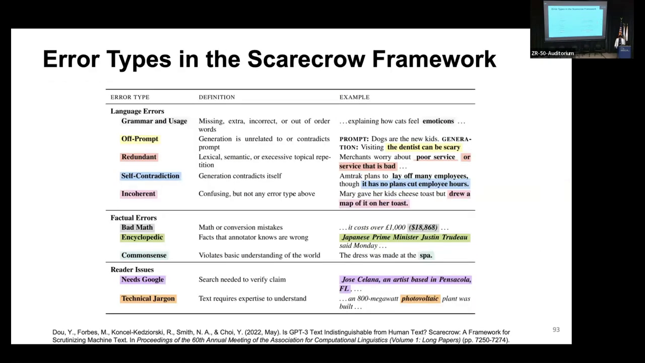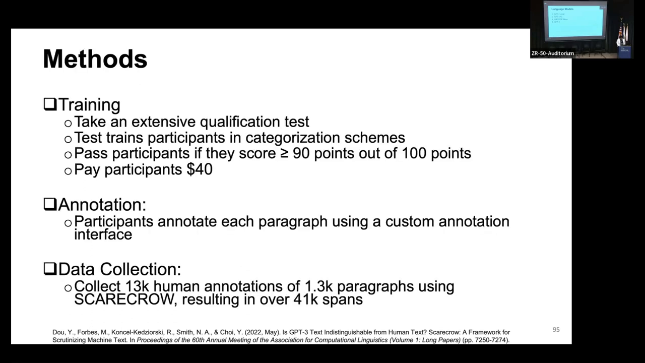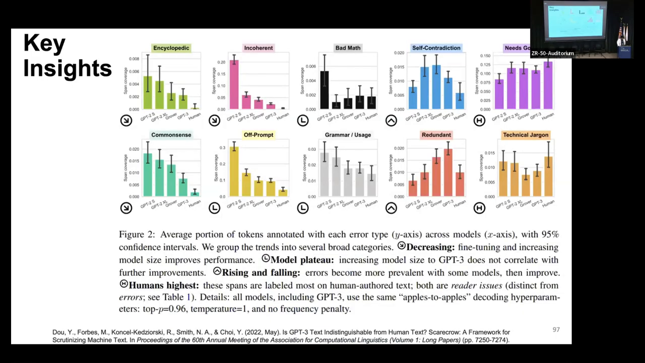And so these are more of the different errors within the error categories. So they looked at four different language models: GPT-2 Small, GPT-2 XL, Grover, and GPT-3. Before they asked the humans to annotate, they gave them a task to test them. And if they achieved over 90 points, then they asked them to annotate. But if they did not, they did not ask them to annotate. So this is what the interface looks like. And they did different classifications using the different errors.